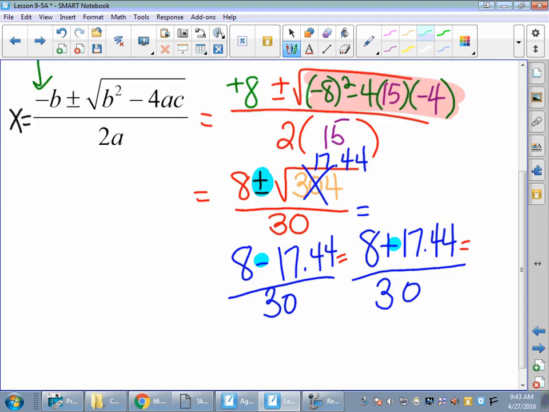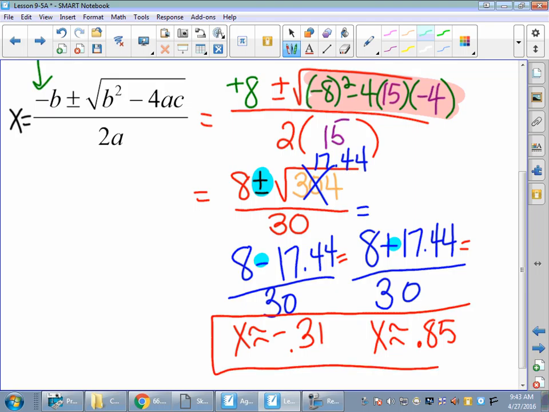When I did my problems, I got an answer of negative 0.3. I didn't round right. I better double check my math here. So 8 minus 17.44 is a negative 9.44. Divide that by 30, negative 0.31. And 8 plus 17.44. Check your math on this. Remember to hit equals. I got 0.85 when I rounded. 0.85. So there are my two answers.